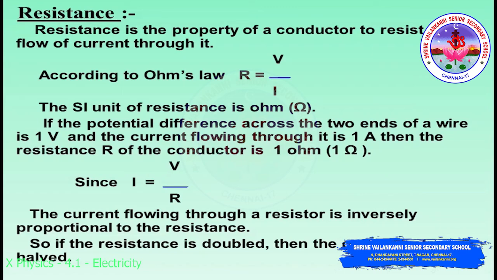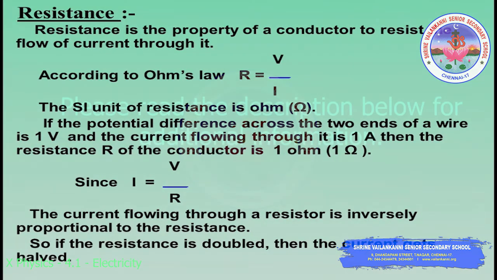Since we know that I is equal to V by R, the current flowing through a resistor is inversely proportional to the resistance. So if the resistance is doubled, then the current gets halved. Got it, children? Thank you, students.